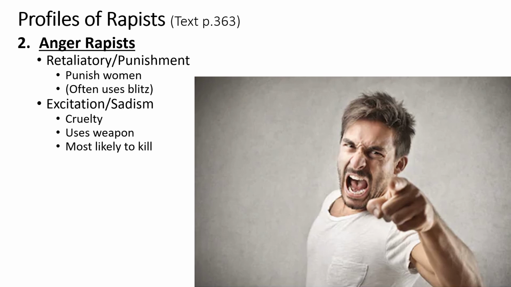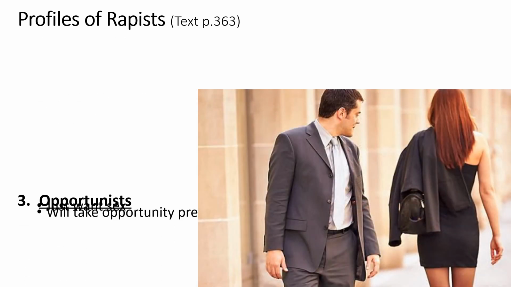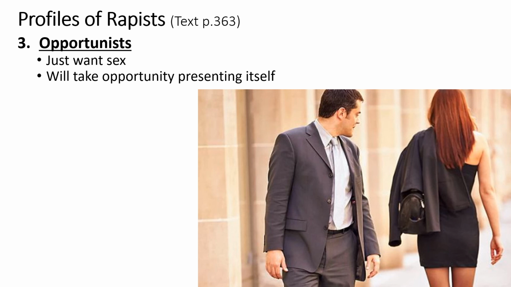The second subcategory of anger rapists would be excitation and sadism rapists. They are the most cruel. They often use a weapon, and of all the categories, they're most likely to kill their victim. Again, sadism, meaning enjoying someone else suffer. And the third category would be an opportunist. They just want sex. They see an opportunity and they take advantage of that opportunity.